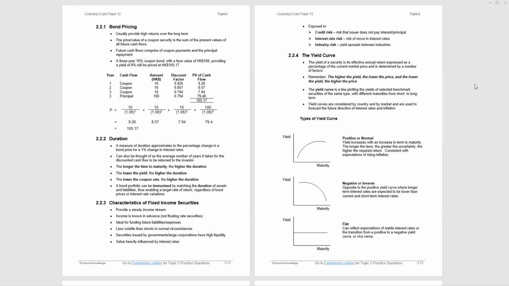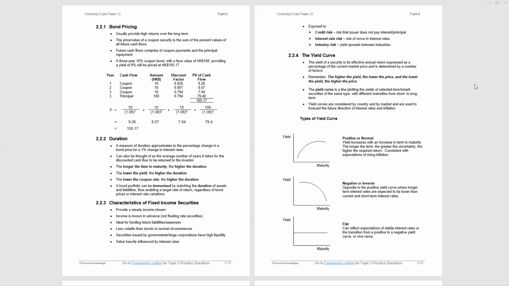Now, the next set of characteristics you must know for the exam. The longer the term or the time to maturity, the higher the duration. The lower the yield, the higher duration, and the lower the coupon, the higher the duration. Now, that's just the way that the whole thing functions. You may wish to try and understand it, but certainly just memorizing that will help you in any question in the exam.